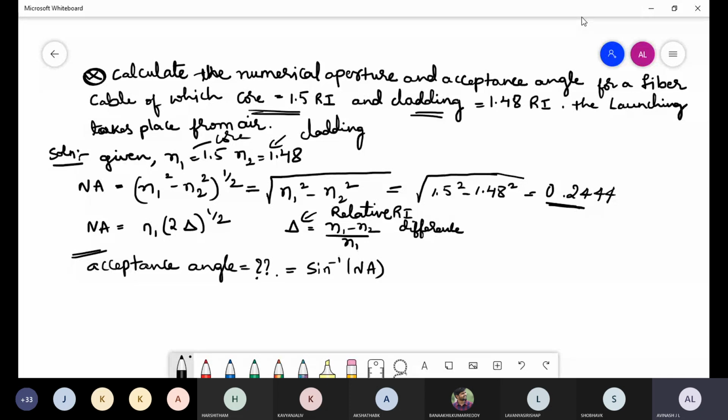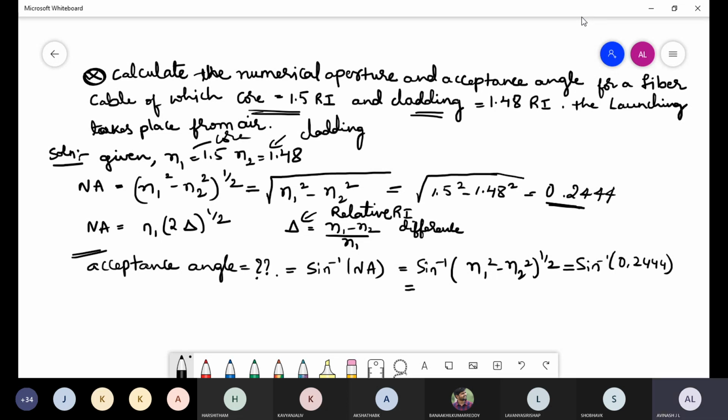So here, they have given the acceptance angle. To find out the acceptance angle, we have two formulas. One is the sine inverse of numerical aperture. Here the numerical aperture value also we know: sine inverse of (n1 square minus n2 square) to the power of 1 by 2. You may not calculate this one; once you calculate the numerical aperture, directly you can take the value. So it will be sine inverse of 0.244. For this, calculate and tell me how much you are going to get.